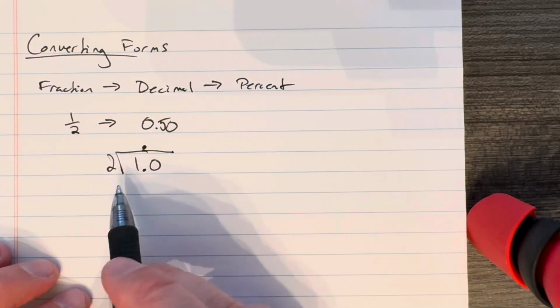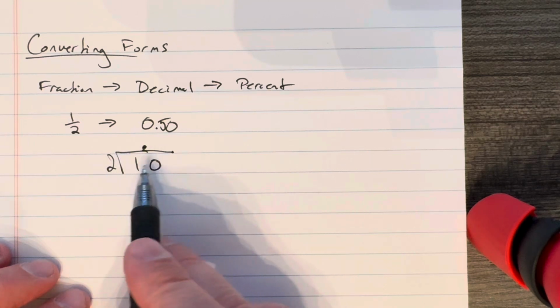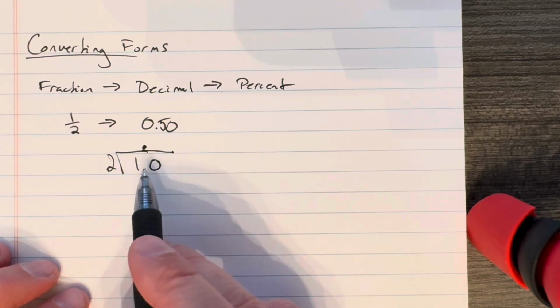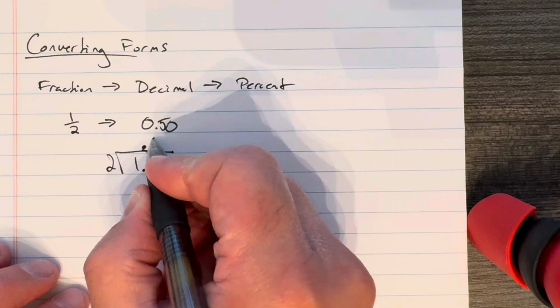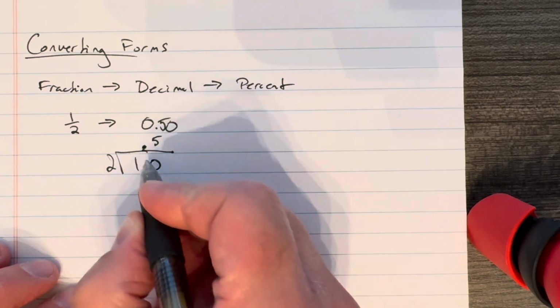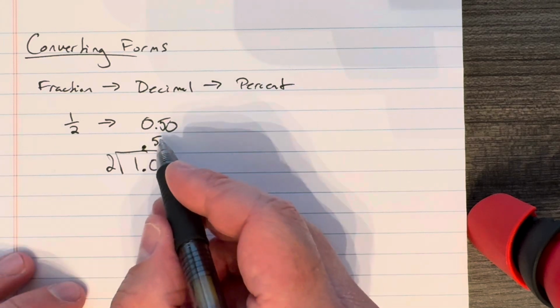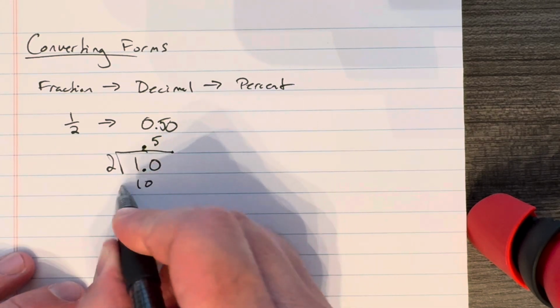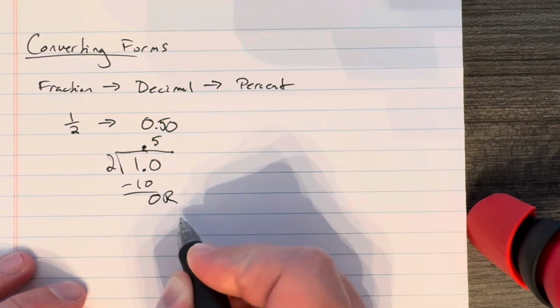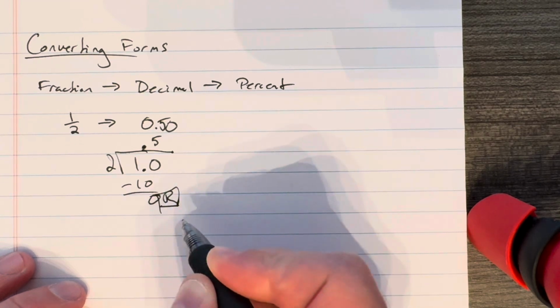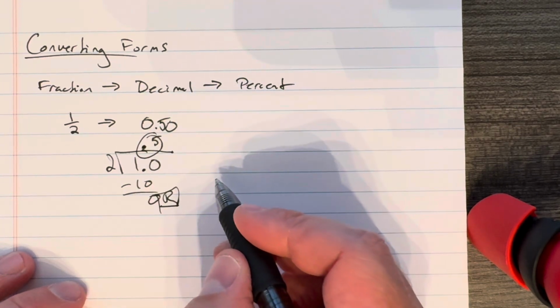So now we can say, how many times does 2 fit into 10? And 2 fits into 10 5 times, and that's going to go behind the decimal value. Again, we can just do this mathematically: you have your 5 times your 2, which is 10. And then we have remainder 0. So we know that our answer is 0.5, okay?